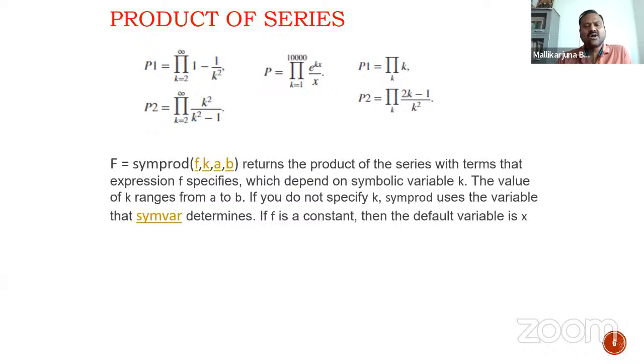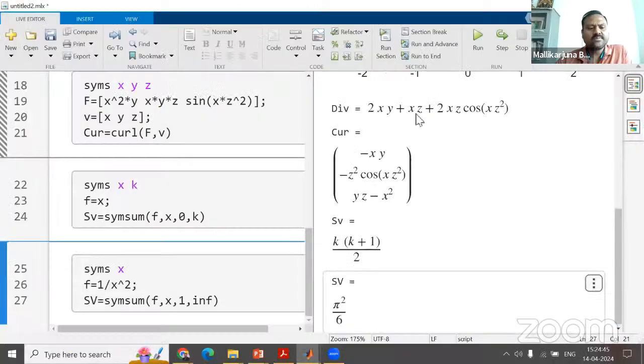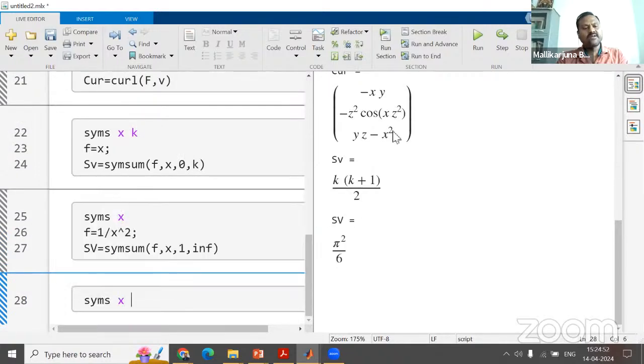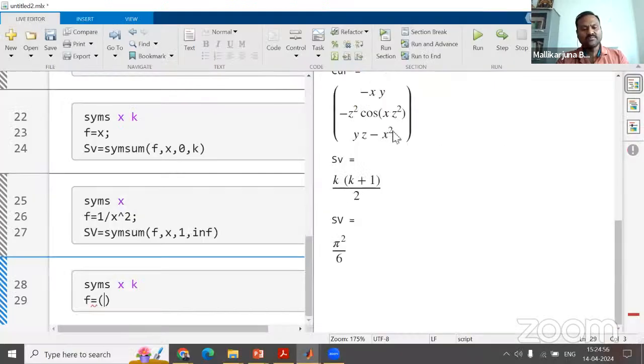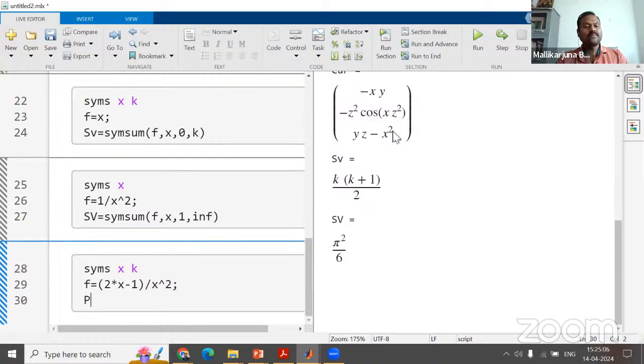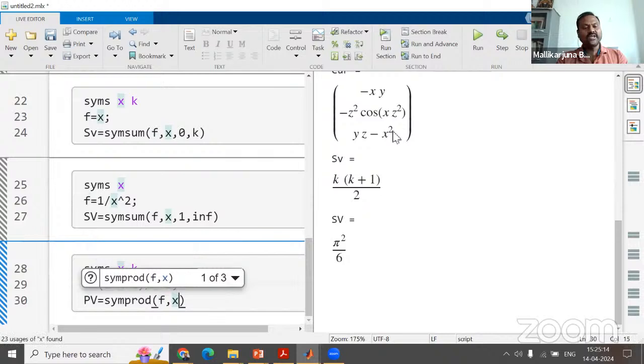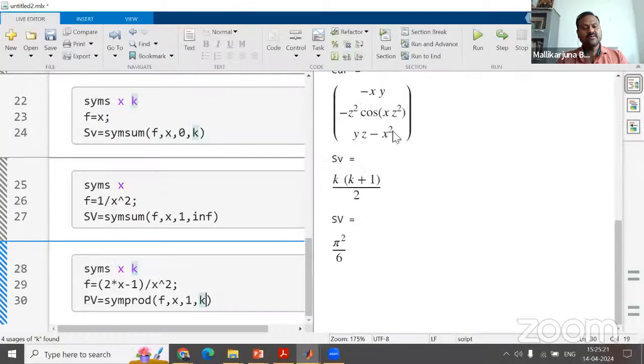Okay. And this is also, how do you find the product? I'll do one for example, product of 2k minus 1 by k square, symbolic product. x and k, the function is equal to 2x minus 1 by x square, and the product value, function, variable, starting from 1 to k. I think from 0 also you can find this.